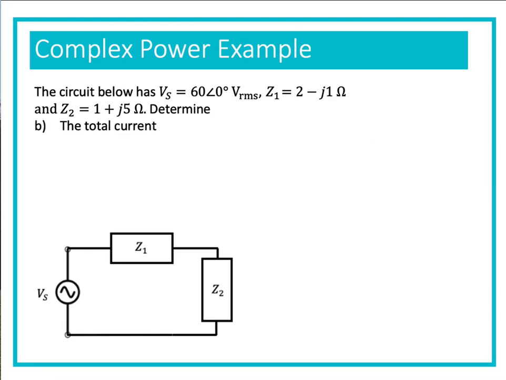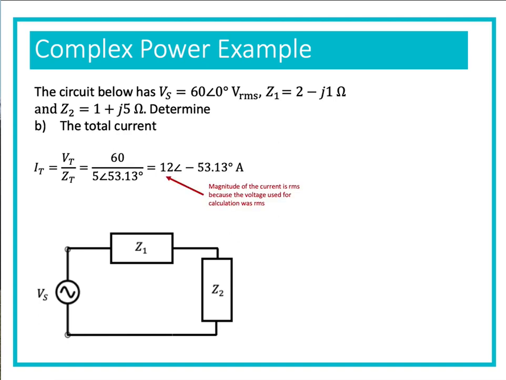Now, to find the current, well, we know the voltage, we know the total impedance, so we're just going to take the total voltage and divide by the total impedance, and we can take 60 divided by 5, and that will give us 12 for the amp value. And then for the phase angle, we're just going to take an angle of 0 for voltage and subtract the phase angle of the impedance, and that gives us minus 53.13 degrees. And again, the magnitude of the current is already RMS because the voltage that we used for that calculation was RMS. So that is actually 12 amps RMS. So far so good, nothing too difficult.